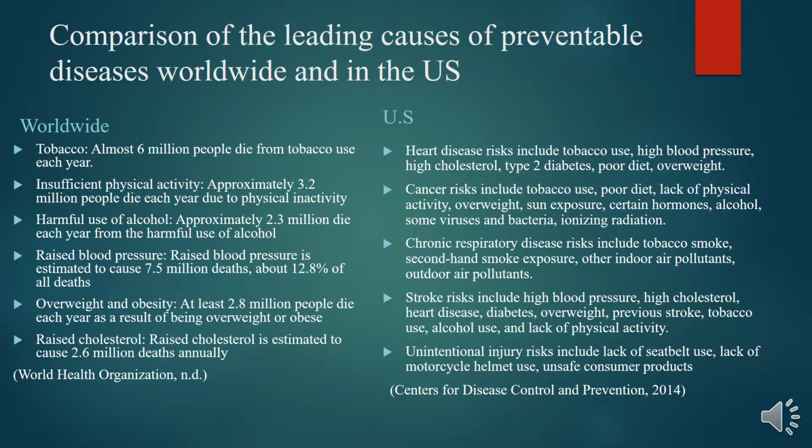The next one, we have stroke. Risks include high blood pressure, high cholesterol, heart disease, diabetes, overweight, previous stroke, tobacco use, alcohol use, and lack of physical activity. The last one is unintentional injury. Risks include lack of seatbelt use, lack of motorcycle helmet use, and unsafe consumer products.